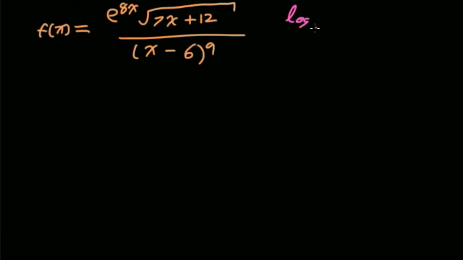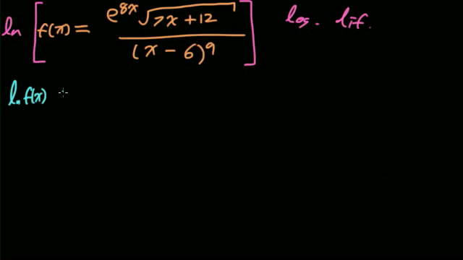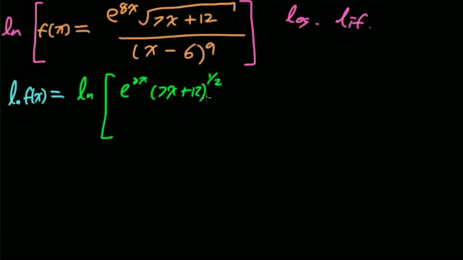So I'll just write over here, log diff, for logarithmic differentiation. I'm going to go through this kind of quickly, but the first thing we do with logarithmic differentiation is start off by taking the natural log of both sides of this expression. So we have the natural log of f of x equal to the natural log of e to the 8x times, and I'll rewrite this, 7x plus 12 raised to the 1/2. Raising something to the 1/2 power is the same thing as taking the square root, and then dividing it by x minus 6 raised to the 9th power.